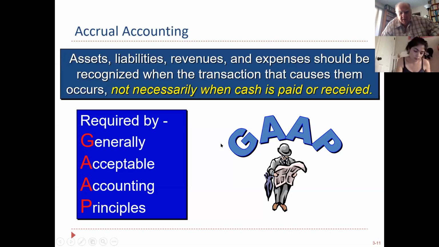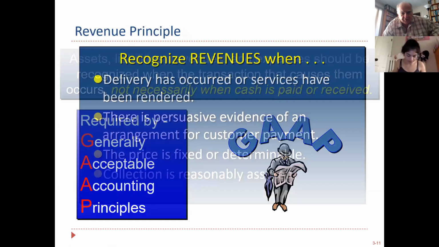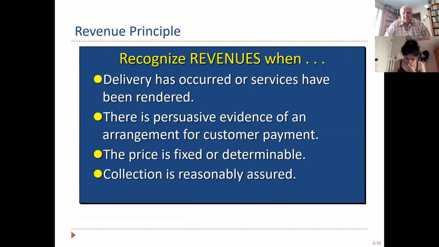Acceptable, I always thought it was accepted. Generally accepted accounting principles, GAAP. You just have to know that acronym and understand that there are very strict rules pertaining to how financial transactions are recorded. The revenue principle.